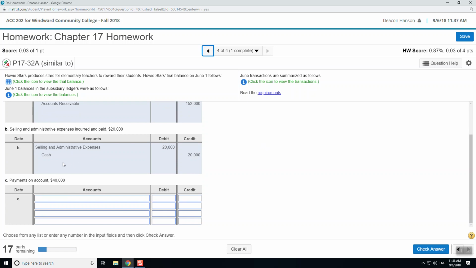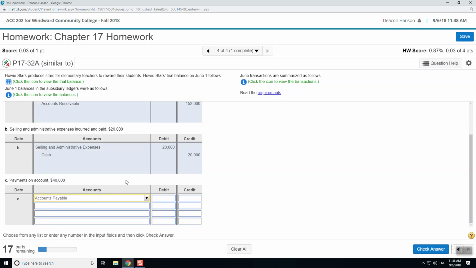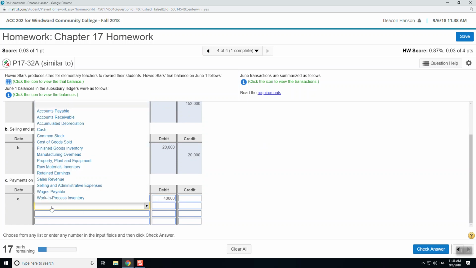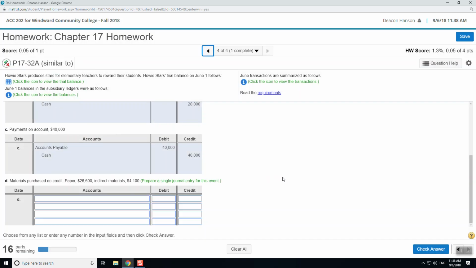Okay, and then we make a payment on account. So when we pay an accounts payable down, accounts payable has a normal credit balance, so we have to debit the accounts payable. This is going to be a debit to accounts payable, 40,000, and of course cash is an asset, and when we use cash, cash decreases, so we're going to credit cash, 40,000. So far so good.